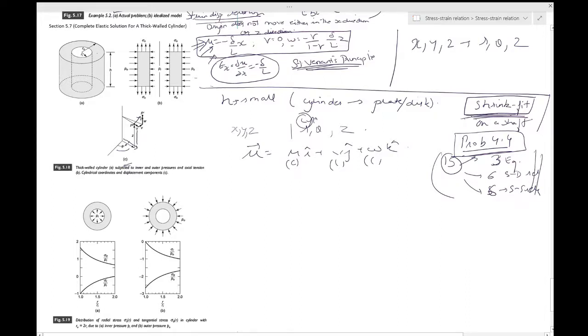Why can't we directly just replace x by r, y by theta, and z is anyways z? Why can't you do that? One basic reason is that the units are different. x, y, and z always have the units of distance, but r has a unit of distance, z has a unit of distance, but theta is an angle. So this causes us to not just directly replace.